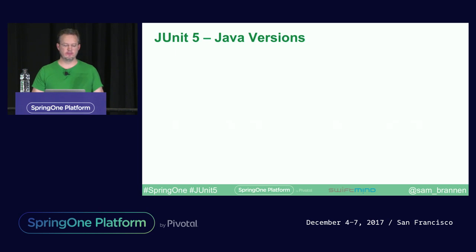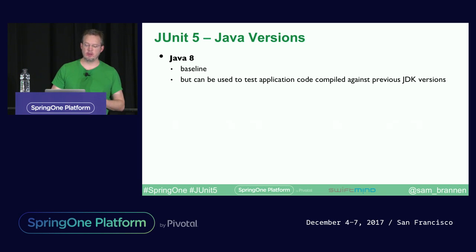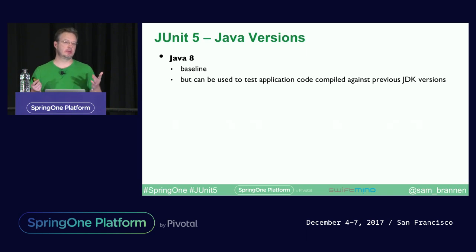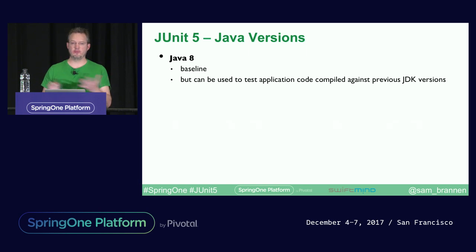So in terms of versions, it's based on Java 8, so you need Java 8 in order to use JUnit 5. But you can also use it to test application code written against other JDK versions. So maybe you're still using Java 6 or 7, but for your tests, you can write them with Java 8.